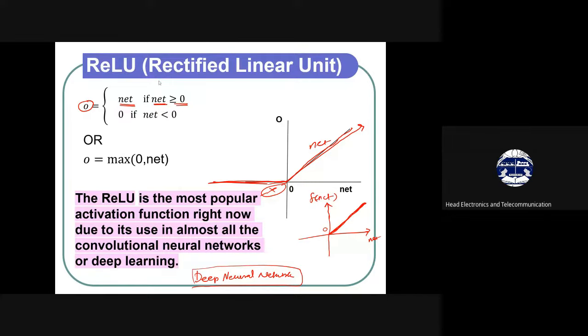This ReLU is the most popular activation function right now due to its use in almost all convolutional neural networks or deep learning networks. In short, you can write O is equal to max between 0 and net. This is the way of implementation in, say, Python or C. You can try this implementation in your practicals. You are going to plot all these curves in your practicals. Okay.